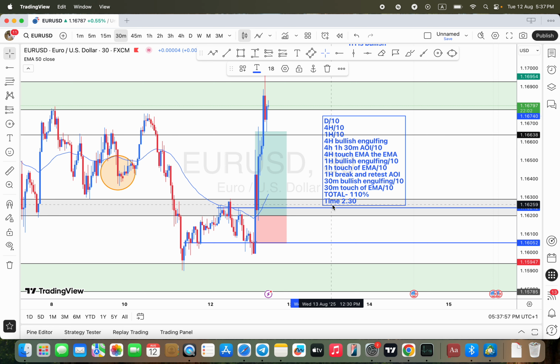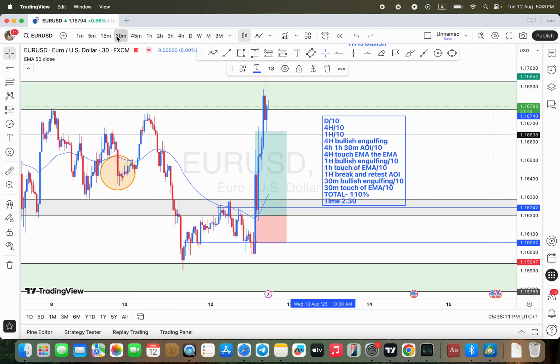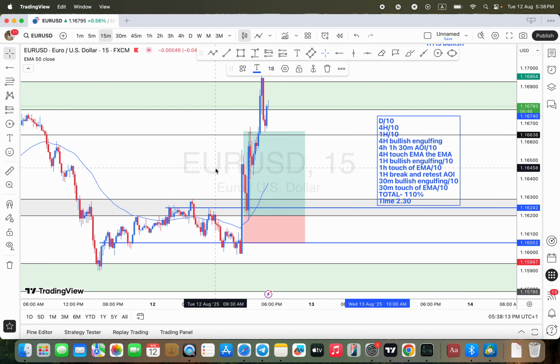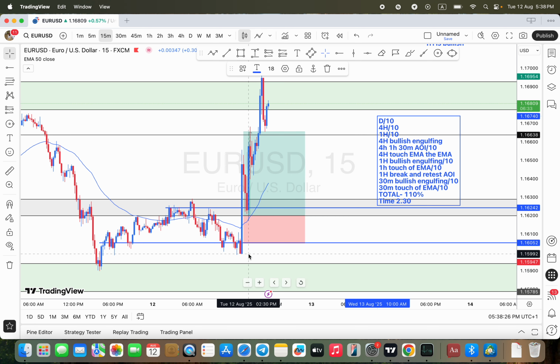110% right there. And the time I entered this trade was 2:30 p.m. That's it right there. And immediately I entered this trade, price moved to the upside immediately. This trade went to my take profit in less than 30 minutes. This was a 15-minute time frame. Look at it right here. This candle here was a 15-minute candle.